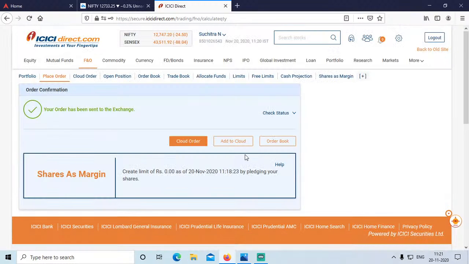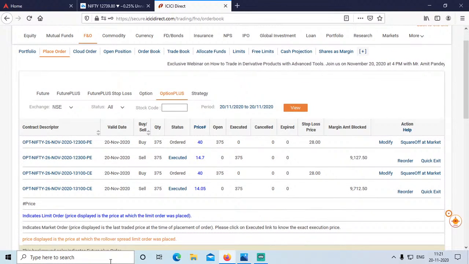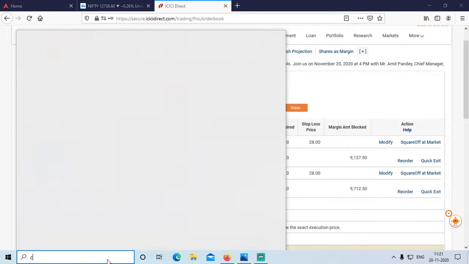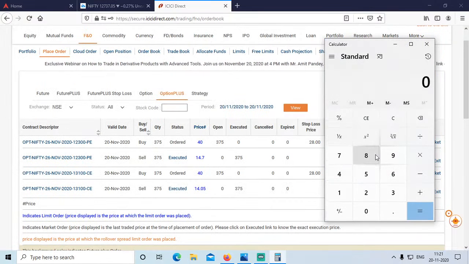Proceed. Okay, now we have to check the order book, whichever is getting executed. You see both, this 14.05 executed 375 quantity, 14.7 executed 375 quantity. So both the orders got executed. Now you should know what your stop loss is. If you want to know what your stop loss is, you should try to calculate it. Use your calculator. The first selling price is 14.05 plus the second is 14.7.